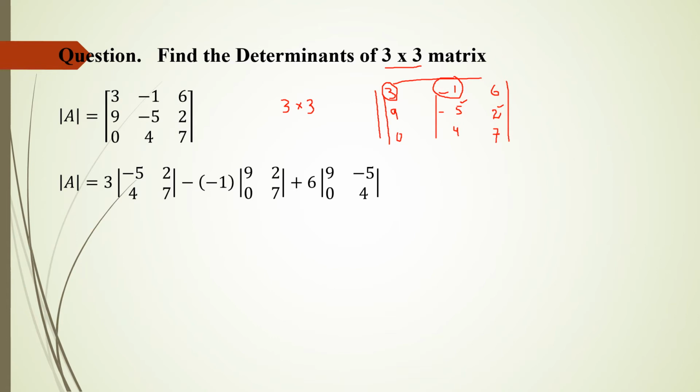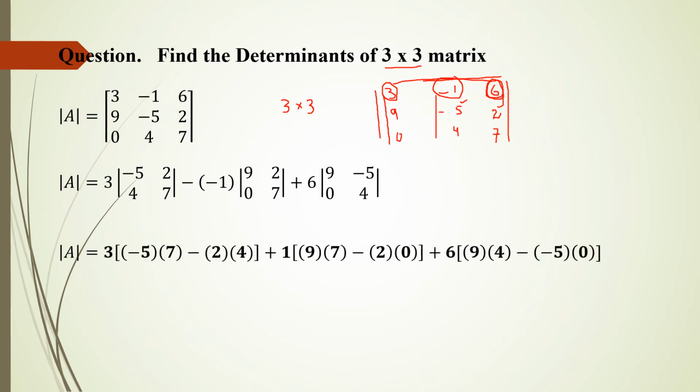Similarly, let's move to the third element. The third element which we have is 6. Before writing 6, the notation will be plus. Now this 6 occurs in the first row and third column, so we will leave the first row and third column, and then we will write the remaining elements, which are 9, -5, 0 and 4.